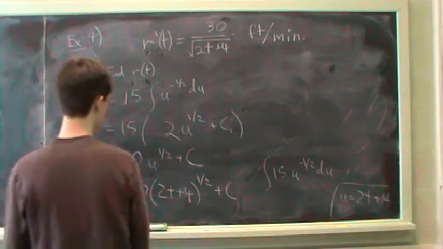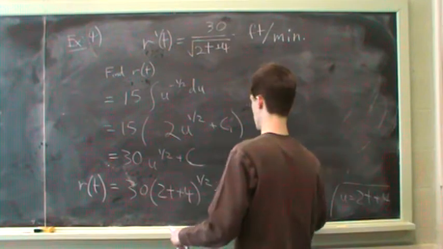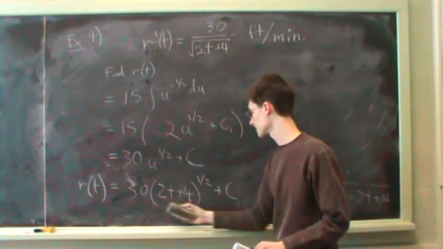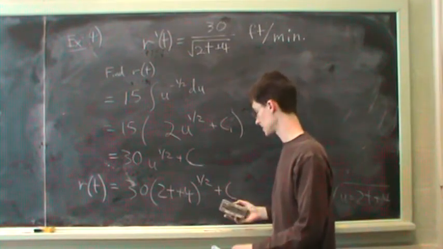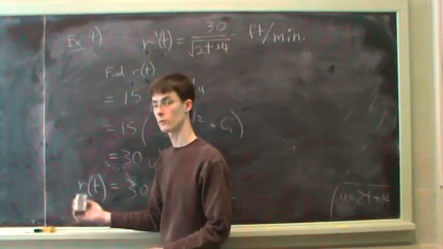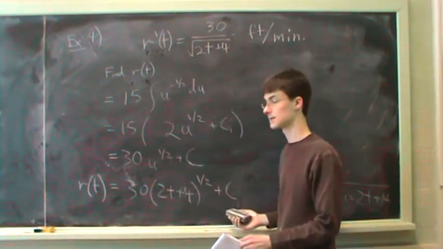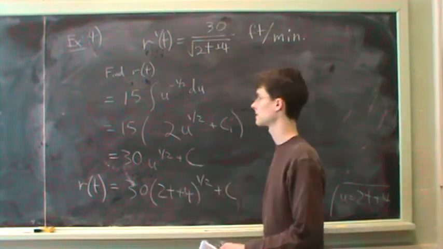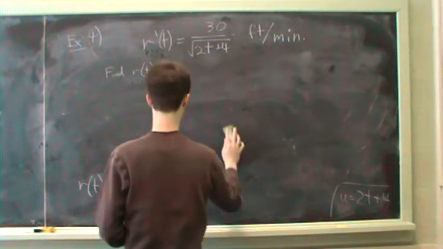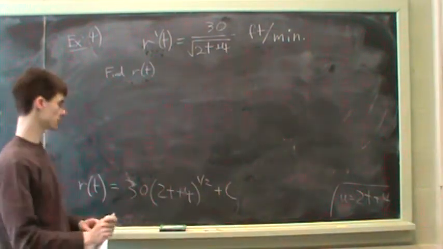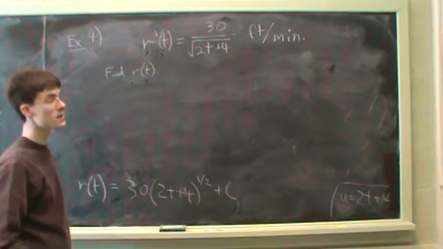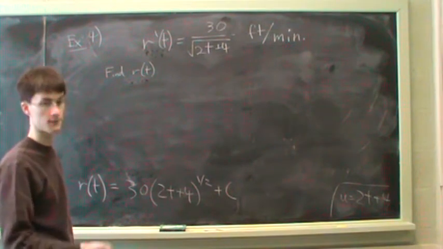The only problem is that we don't know what c is quite yet. This is really a family of functions, and there's a particular value of c which will give us the single function r that we want. But we need to find what c is in order to find that particular antiderivative. So the last step is to observe that at time t equals 0, there was no oil in the water, so the radius of the oil slick will be 0.